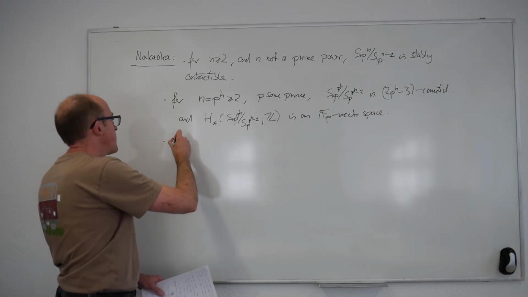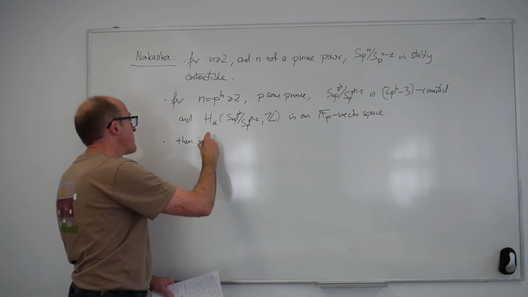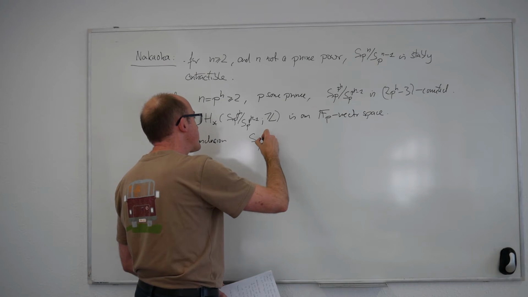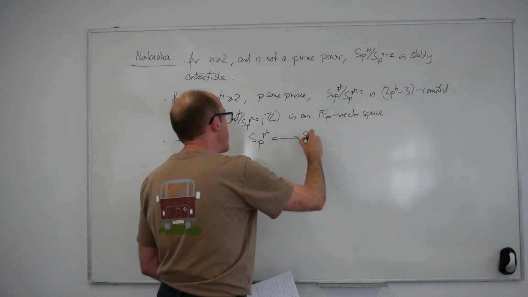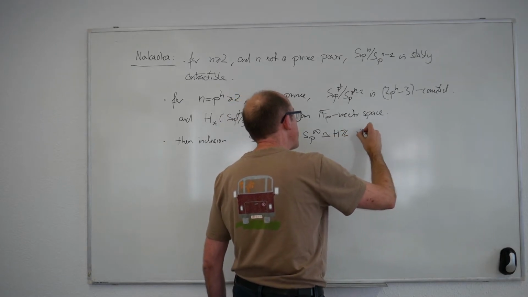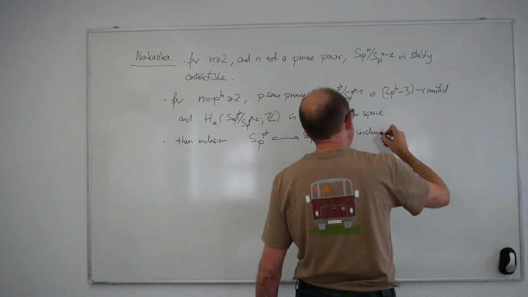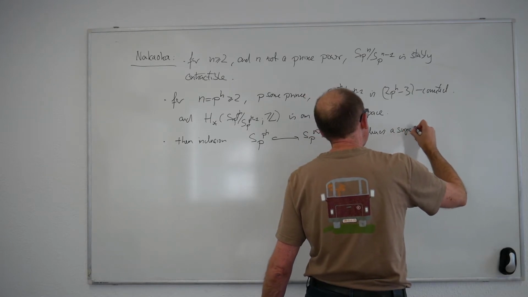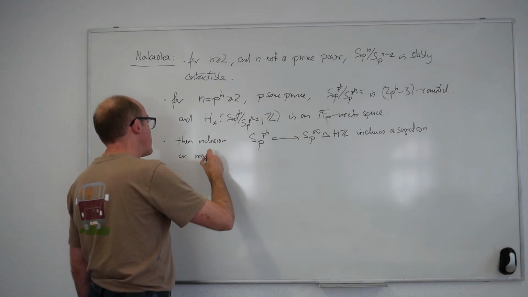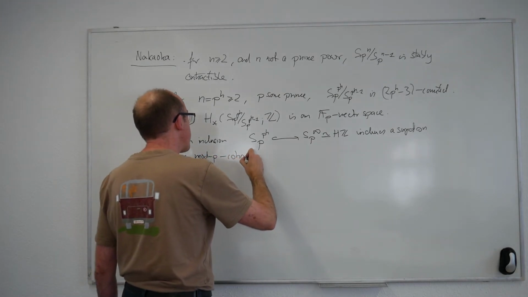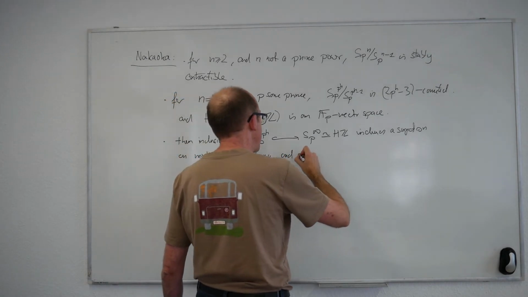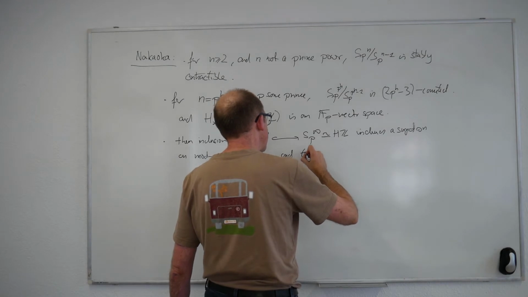Moreover, he showed that the inclusion from now not a subquotient, but from a particular stage, Sp^(p^h), into Sp infinity, which is an Eilenberg-MacLane spectrum for Z, induces a surjection on mod p cohomology. And he explicitly describes the kernel. And there's an explicit description.